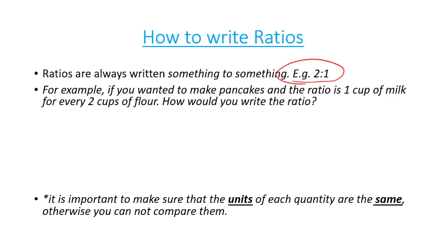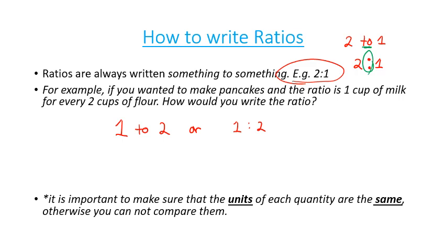An example is 2 to 1. So this is written as 2 to 1 or 2:1, where this section in the middle represents our 'to'. And you can see another example we've got. So if you wanted to make pancakes and the ratio for the recipe is 1 cup of milk to every 2 cups of flour, well, this would be a ratio of 1 to 2, or you would write it as 1:2.